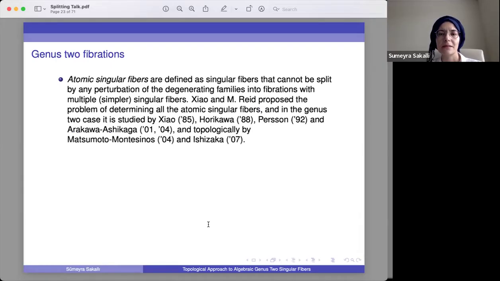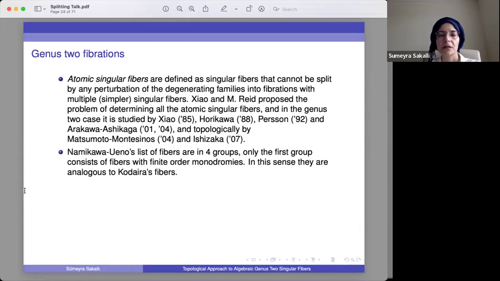And Shaw and Miles-Reid proposed this problem: can you determine all the atomic singular fibers in any genus g fibration? And in the genus 2 case, it was studied by many people. Here is some list, but it may not be complete. Shioda, Horikawa, and Persson, then Arakawa and Ashikaga studied this problem from the algebraic geometry sense. And from the topological perspective, Matsumoto and Montesinos also studied this problem, and also Ishizaka.